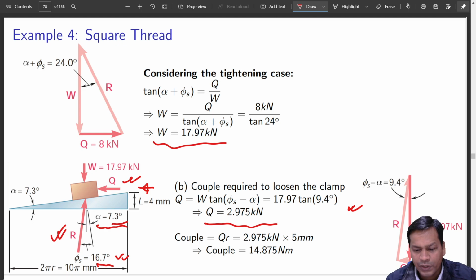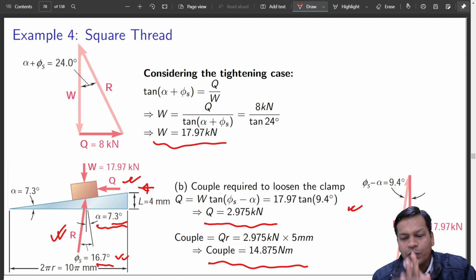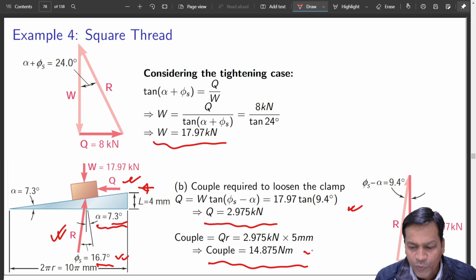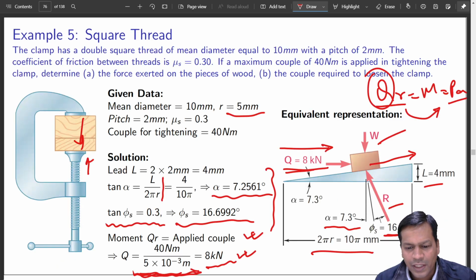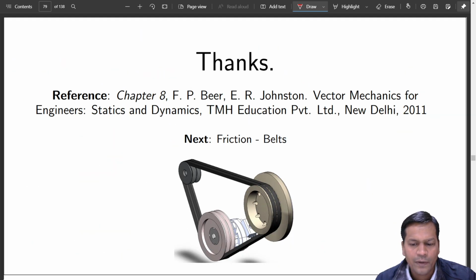I got Q equal to this. So the couple will be Q into r. So this is the couple. Earlier, how much couple did we apply? In the question it was given, and it was more than this. That is the reason it could bring them together further and create a force. So this is the minimum couple which is required to separate them. These are the two analyses that I have done. Using this, multiple numericals may be given to you. Hope you can do it well. That's all.